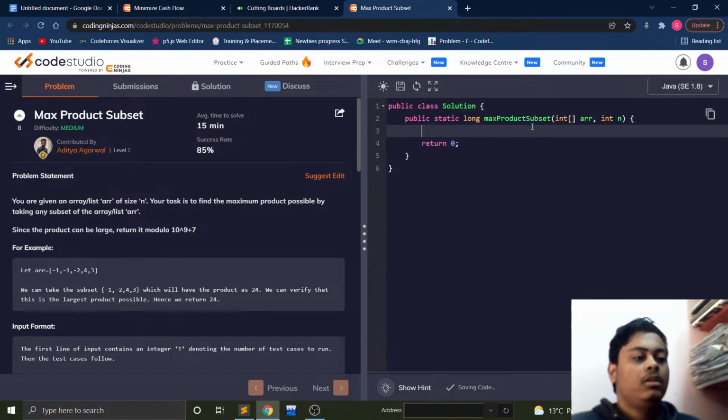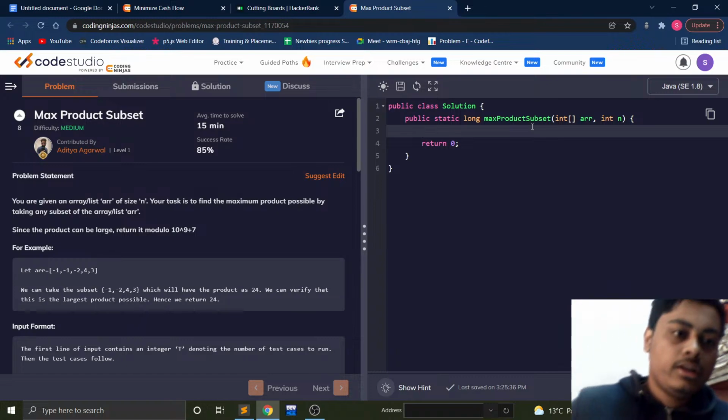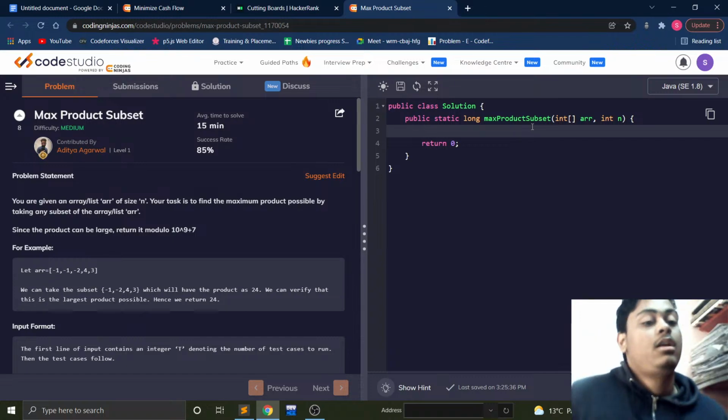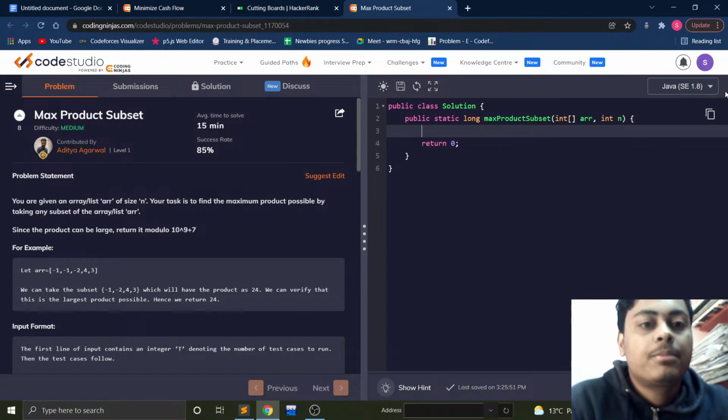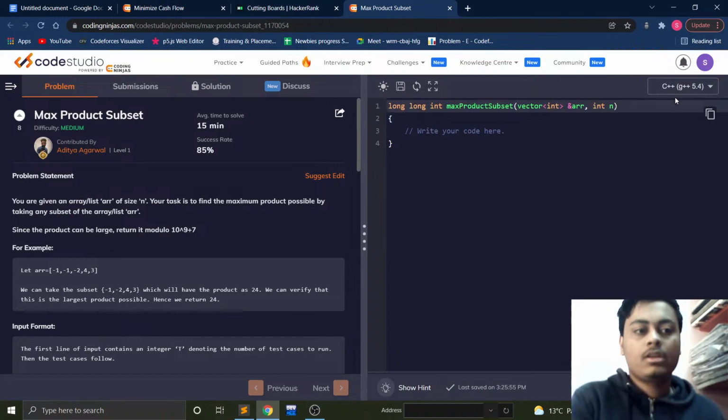Fine. You are given an array list of size n. Your task is to find the maximum product possible by taking any subset. I want the maximum product possible by taking any subset of the array. Any subset, right? I want to choose some integer values of the array and find the maximum product subset. Fine.